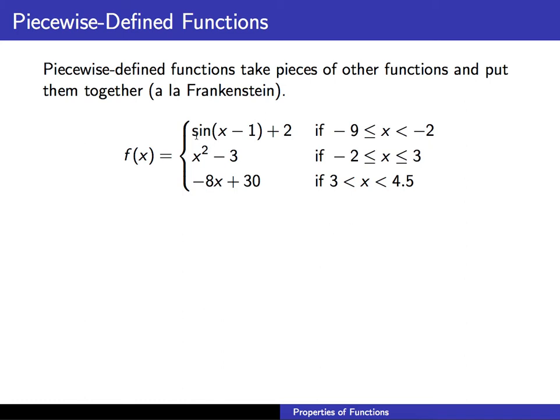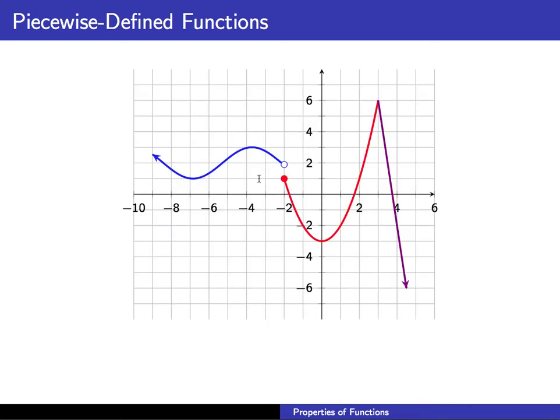So here we have a sine function, which we'll worry about later. We have x squared minus 3. We have negative 8x plus 30. And over here we have the domain restrictions for each of these. So if our values of x are between negative 9 and negative 2, we're going to plug them into this first function, the one with the sine. If our values of x are between negative 2 and 3, we're going to plug them into this second function, the x squared minus 3. And if our values of x are between 3 and 4.5, we're going to plug them into this third function, negative 8x plus 30. So here's what the graph of that piecewise function looks like.